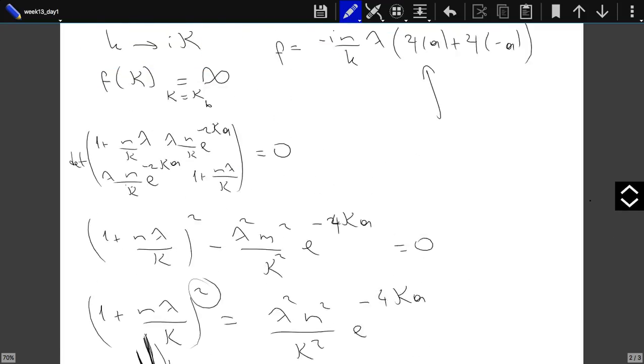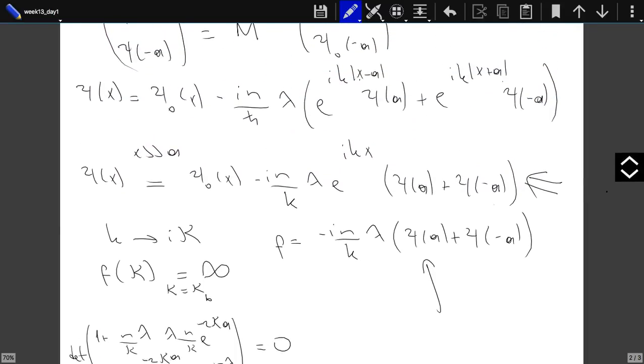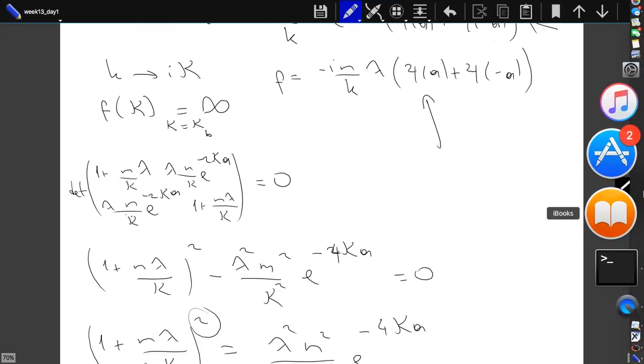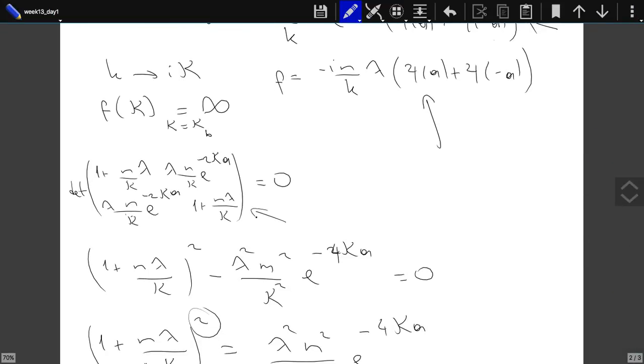Now, to see what will happen if we have, let's say, 3 Dirac deltas, you see the pattern of this matrix is nice. The diagonals are all equal, 1 plus m lambda over k. The off diagonals will correspond to lambda m over k times e to the power minus kappa times the separation of these 2 Dirac deltas.